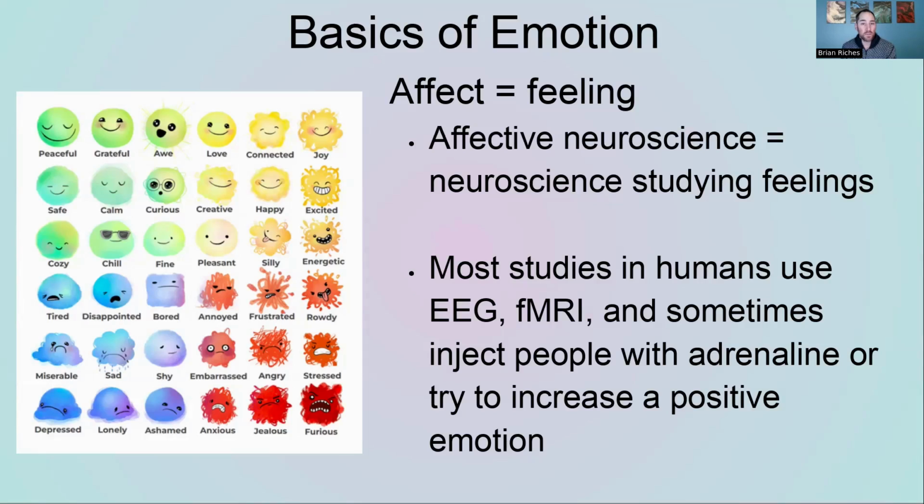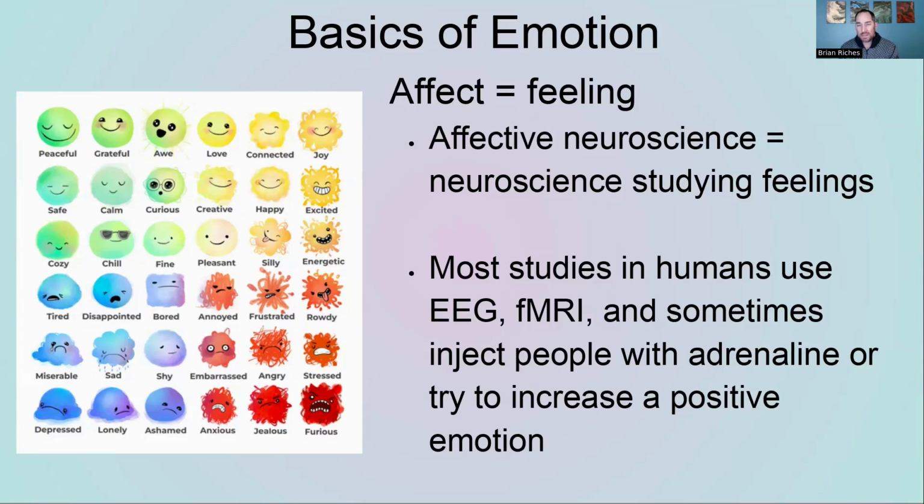So, in humans, most of the studies that we do are using EEGs, are using fMRIs. And sometimes we're doing things like injecting people with adrenaline or trying to increase positive emotion. So, maybe watching a video clip. Giving someone a gift is another way that we try to increase some positive emotion.